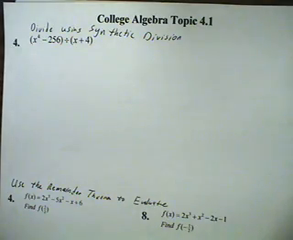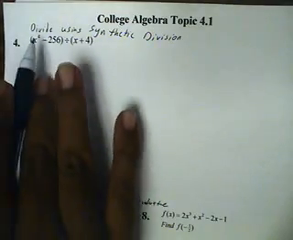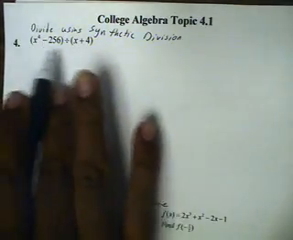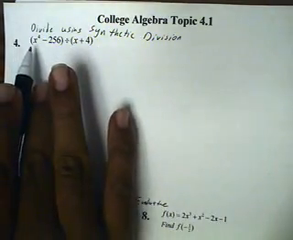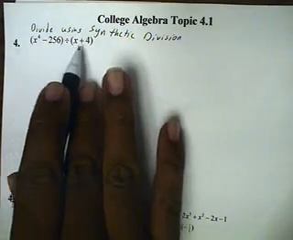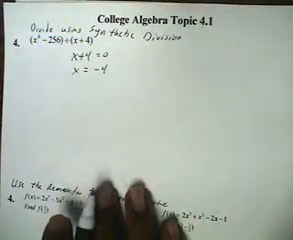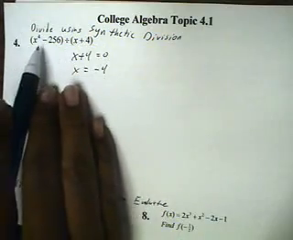College Algebra 4.1, problem number 4. We're going to divide these two polynomials using synthetic division. So the polynomial x to the fourth minus 256 divided by the polynomial x plus 4. We take the divisor x plus 4, set it equal to 0, and solve for x. X is negative 4.